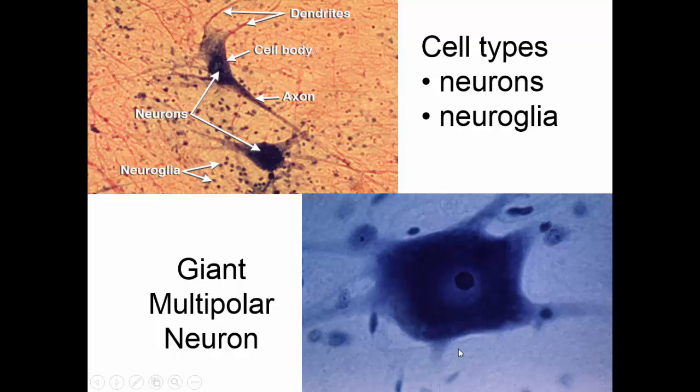This is a giant multipolar neuron. The cell part, and there are extensions from it. These shorter extensions pick up information, and this long extension, the axon, transmits it to other parts of the body.